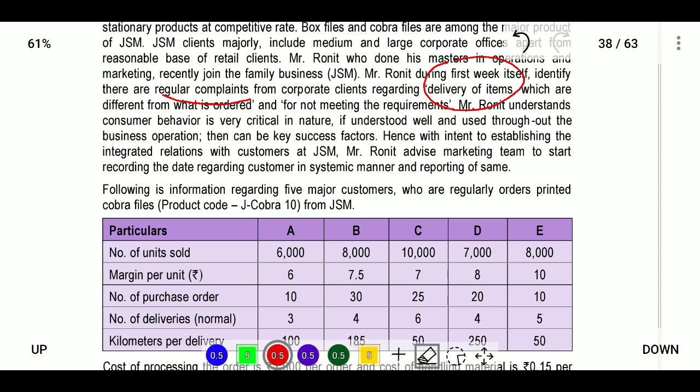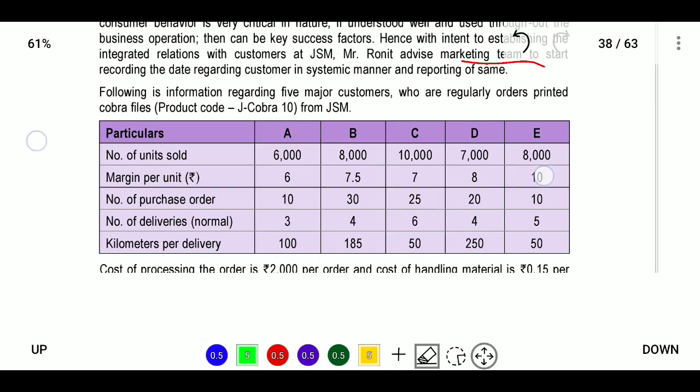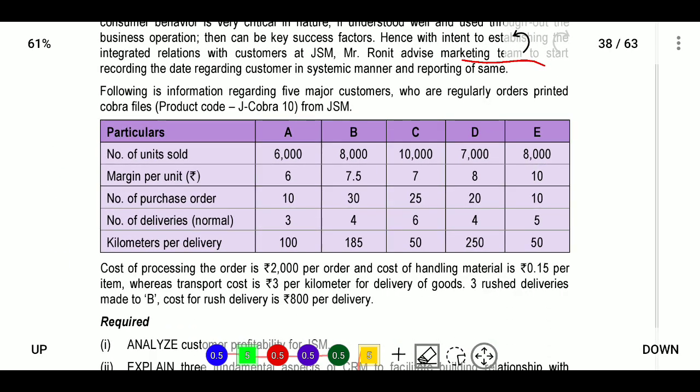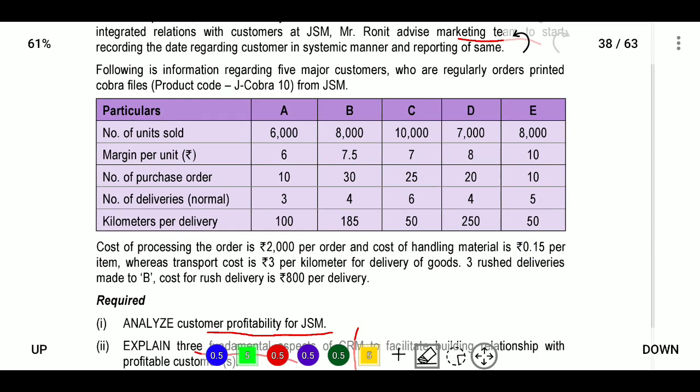Next, with the intent to establish an integrated relationship with customers, Mr. Rohit advises the marketing team to start recording data regarding customers in a systematic manner and report the same. So he is asking for customer information. The following is information regarding five major customers, so we will calculate customer-wise. Particulars and information for A, B, C, D, E are provided.